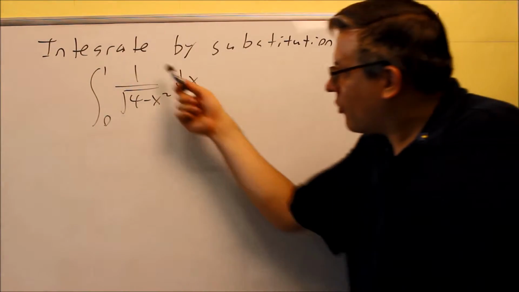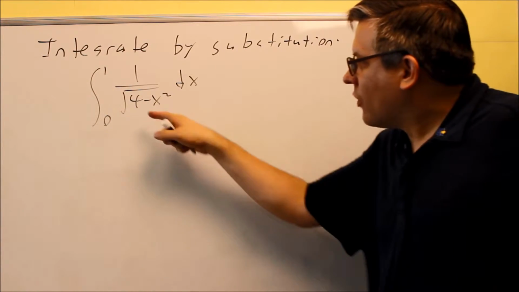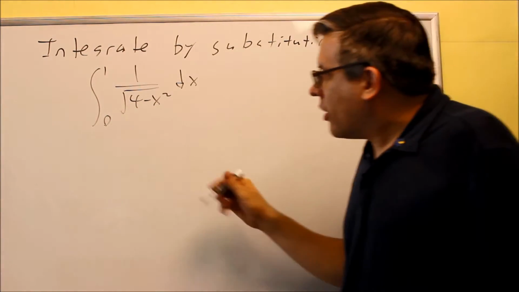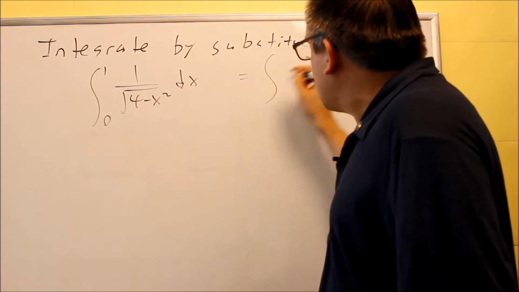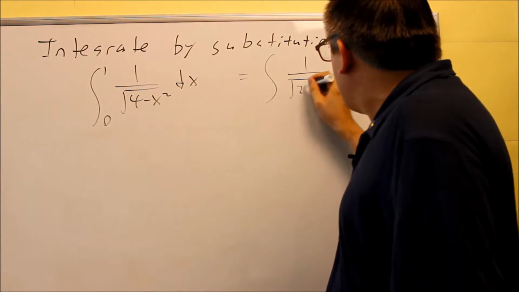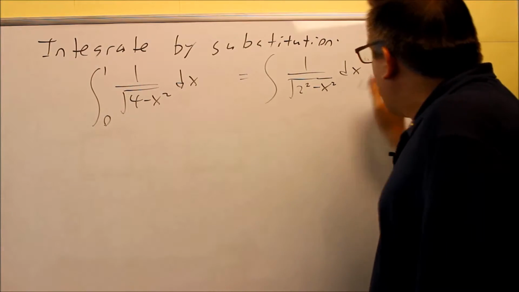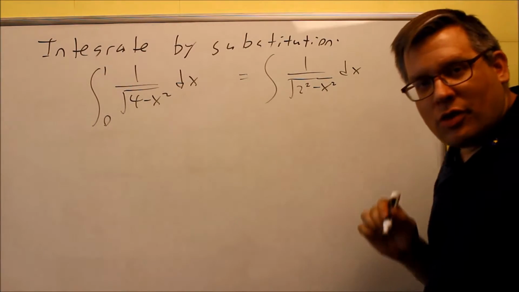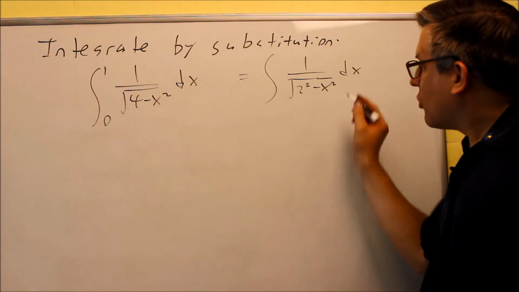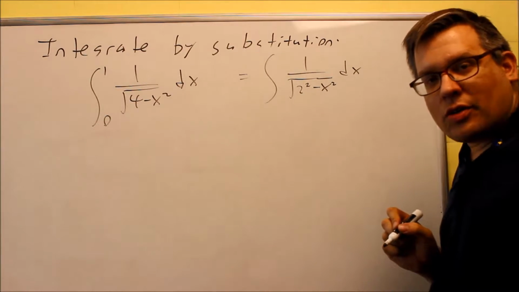Remember that you got to look for those special forms. If you have square root of two things squared, like for instance this one, I can turn it into 1 over the square root of 2 squared minus x squared. That means that this is going to be a type of inverse trig function. So inverse trig is what you're going to use here in this case.